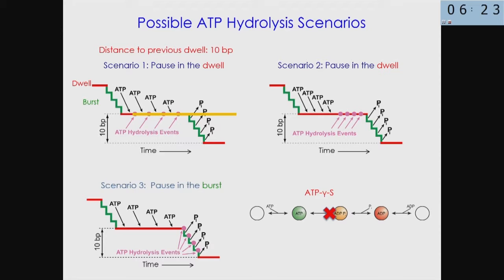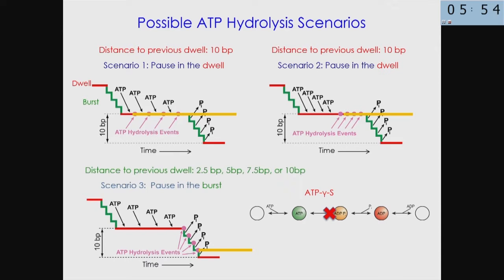If it is the second scenario, again, the motor will stop and create a pause at the dwell, and then the distance between that pause and the last dwell will be again 10 base pairs. But if it is the third scenario, the motor could stop here, or here, or here, or here, right? And depending on where it stops, because it's occurring during the burst, the distance between the last dwell and the pause will be either 2.5, 5, 7.5, or 10 base pairs. So let's see what happens when we add ATP gamma S.